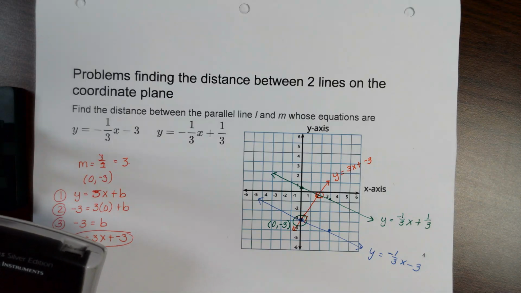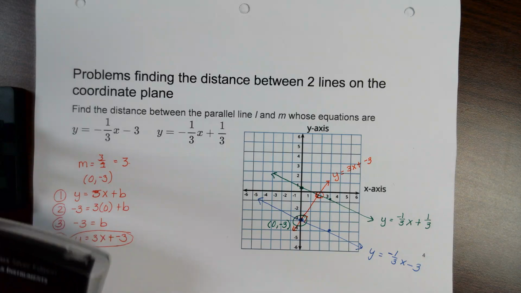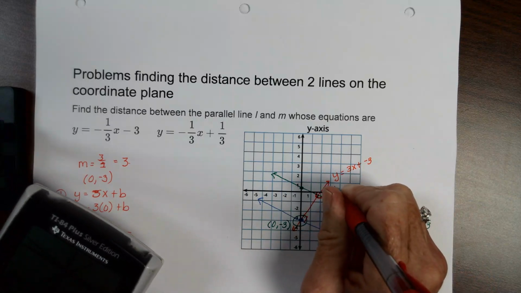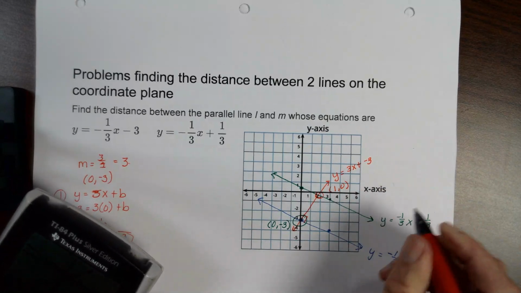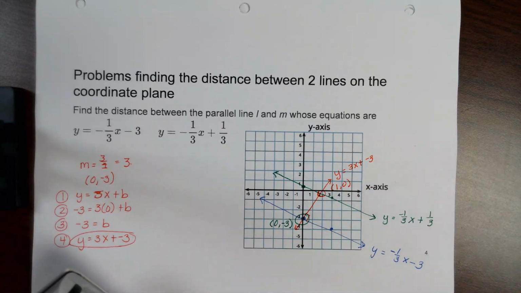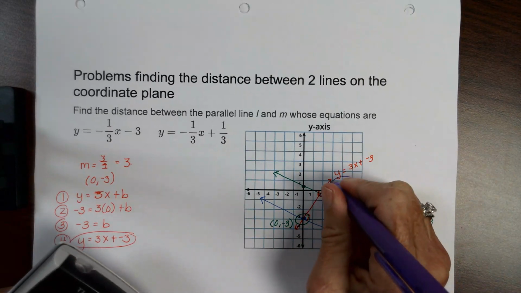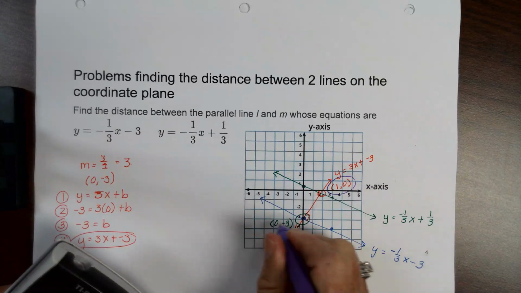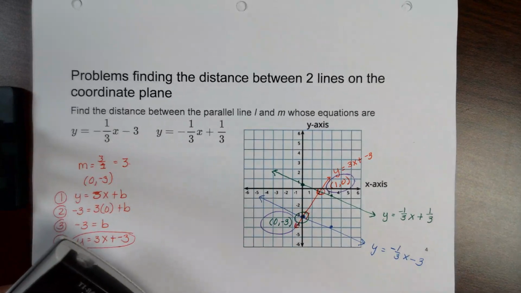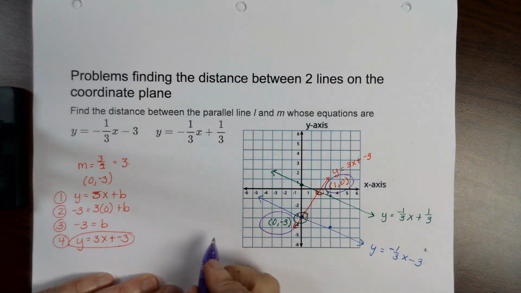So I'm going to go second calculate. Find their point of intersection. And it's going to give me the point 1, 0. Then if I have my distance formula in my calculator, I'm going to plug in this point and this point. I do not have it in that calculator, so I'm going to do it by hand.